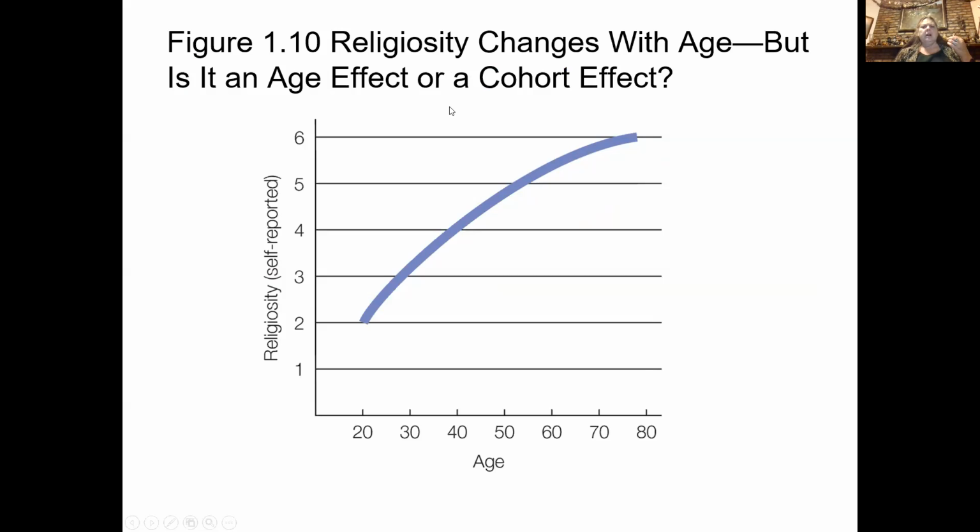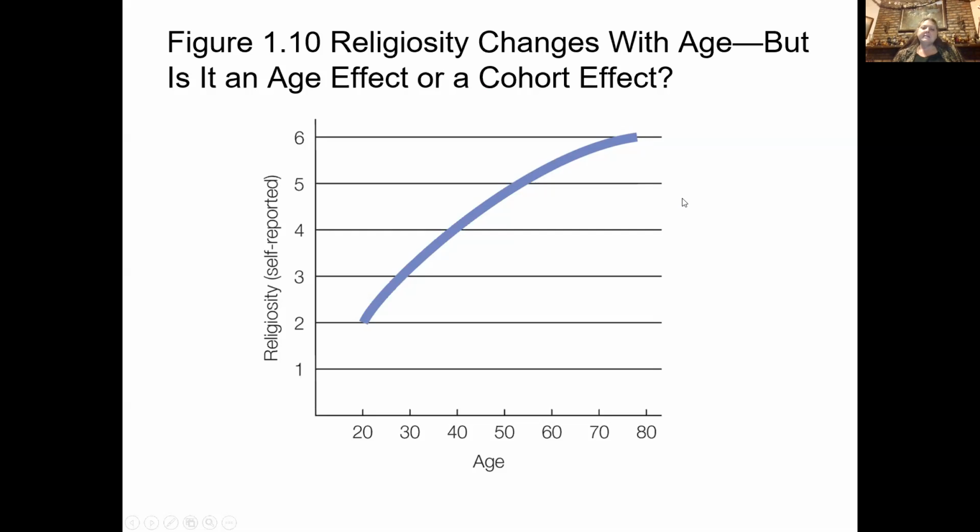So let's say that I'm doing my study and I'm going to look at religiosity, self-reported religiosity, in other words, how religious somebody is over time. And I'm going to look at, in this one point in time, say, this week, such and such a date, I'm going to look at 20-year-olds and 30-year-olds and 40-year-olds and 50-year-olds and 60-year-olds and 70-year-olds and 80-year-olds.